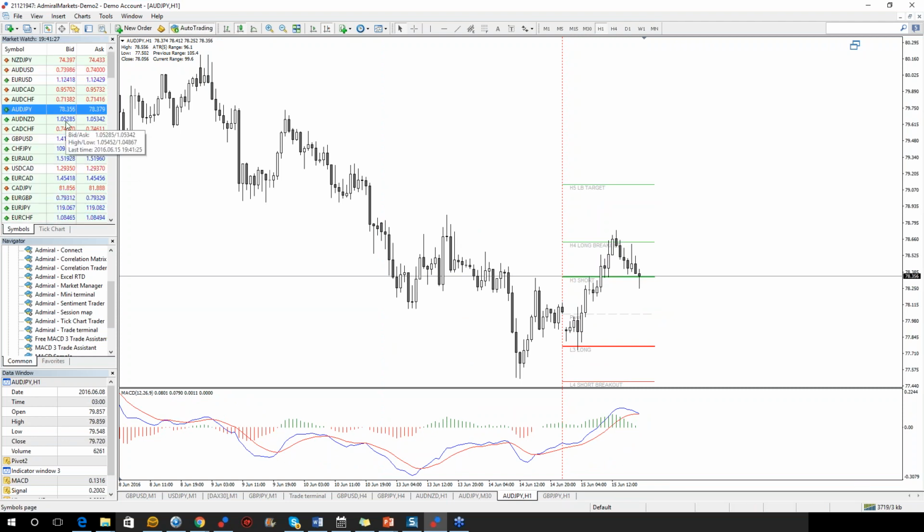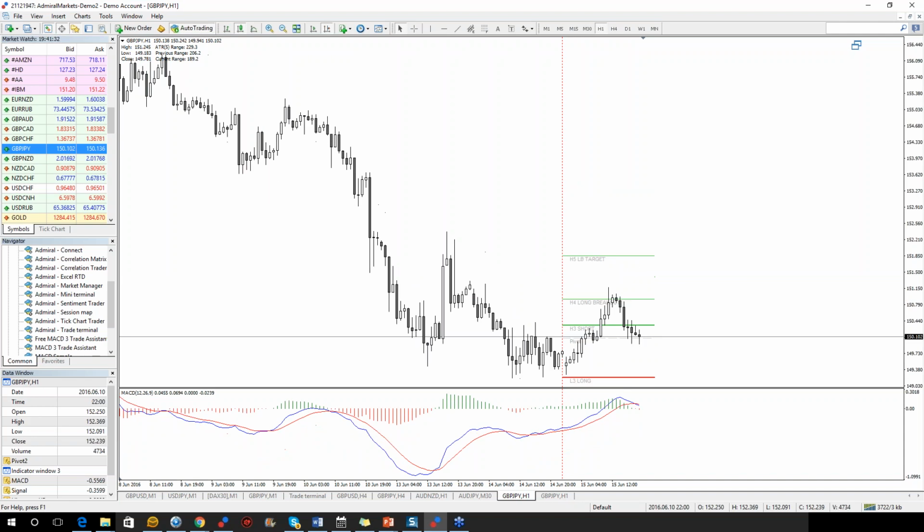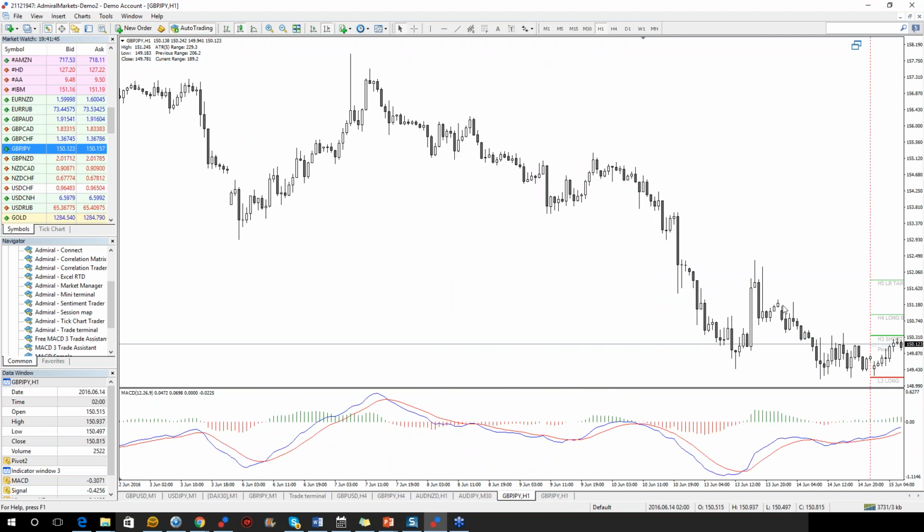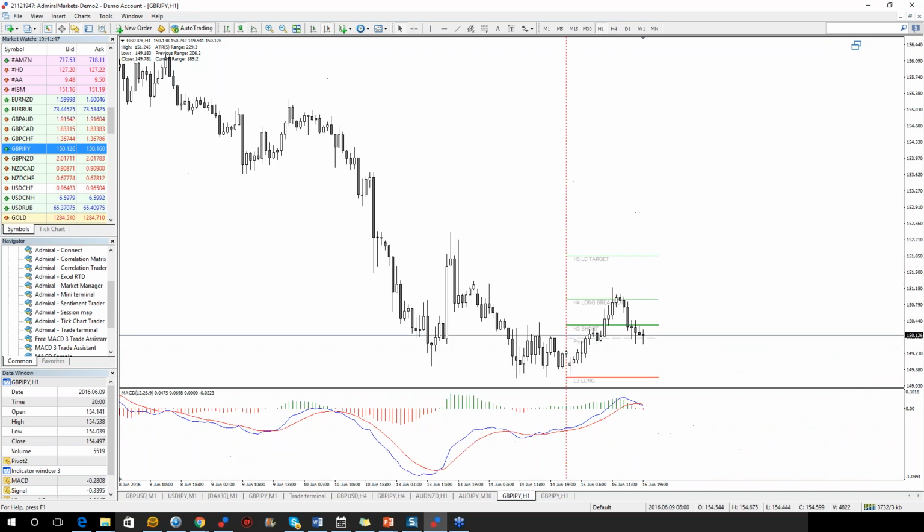Pound yen was a great mover for today. Okay, on good news, pound spiked up, and then probably because the market is waiting for FOMC, it started to reverse. So you see the price is very slow, and it wasn't the case for the last couple of days. See? So think about this.